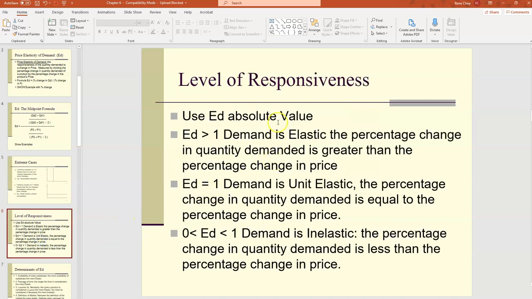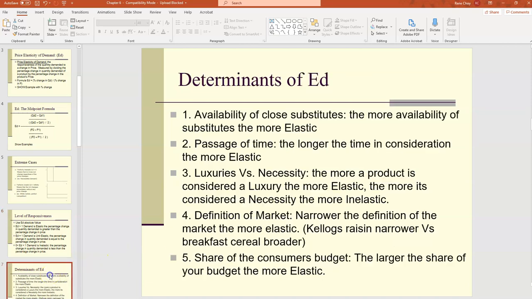This is explaining, again, how you figure out whether something is elastic or inelastic. Remember, you have to use the absolute value to use this definition. So using the absolute value of an elasticity, if it's greater than 1, you call it elastic. If it's equal to 1, we call it unit elastic, or some books call it unitary. And if it's between 0 and 1, we call it inelastic.